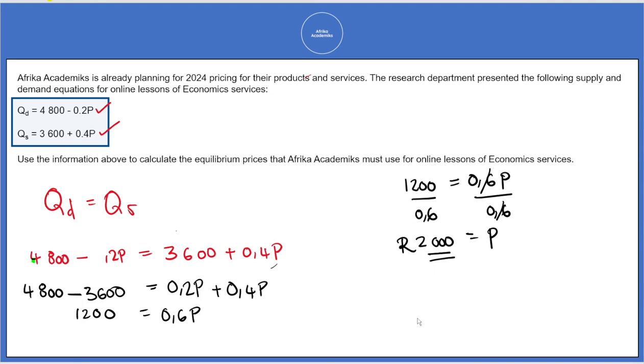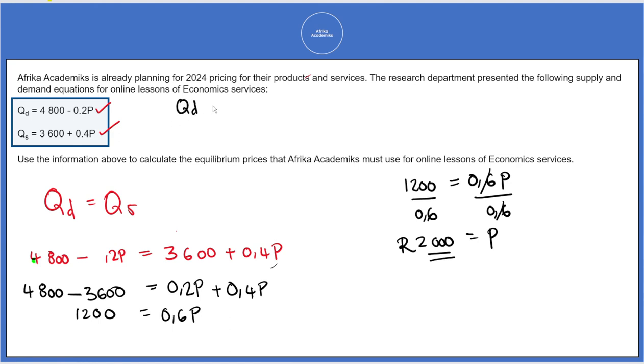So we must charge 2,000 for our lessons in order to match the demand, and also the supply. I mean, say in order for the supply to match the demand, right? We have to charge that price, right? You can even test if your answer is correct by substituting in both equations.